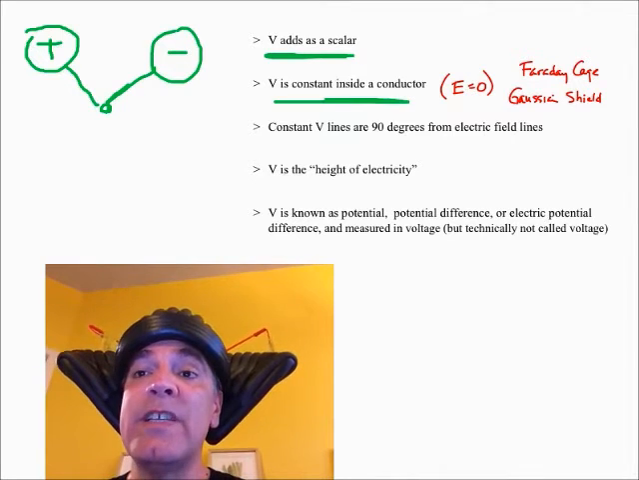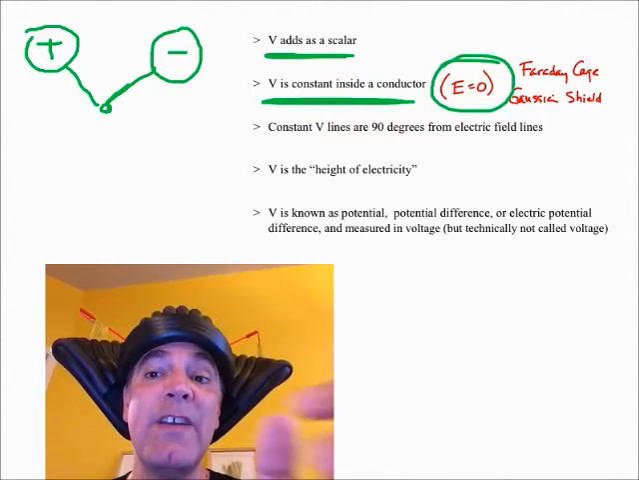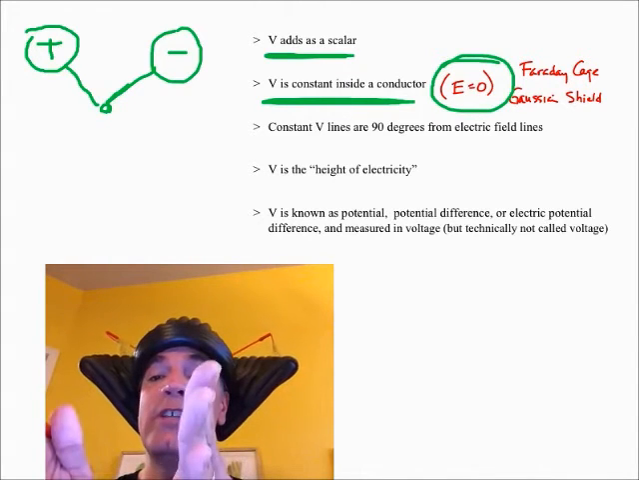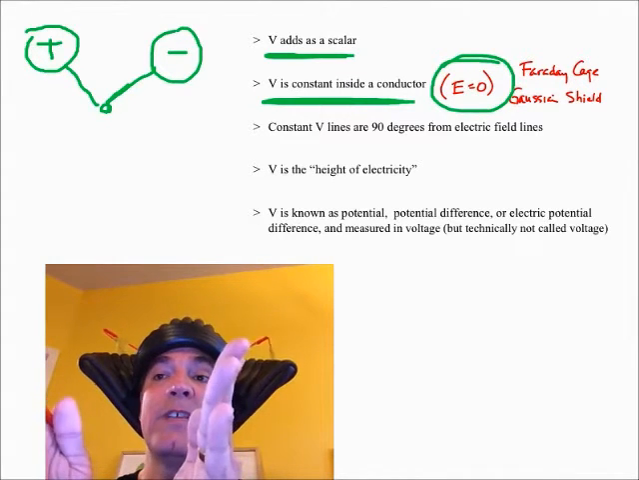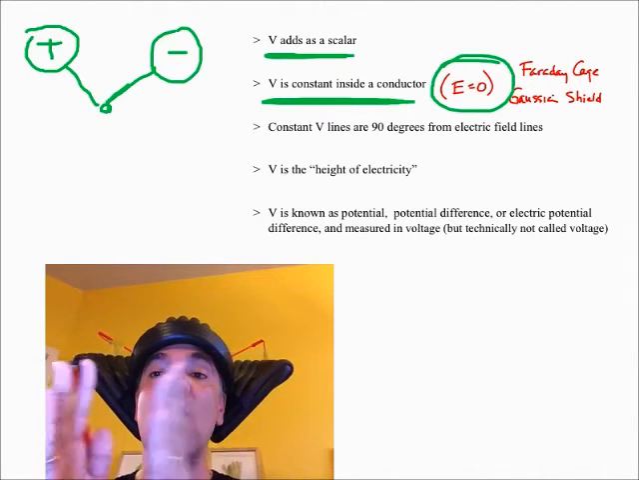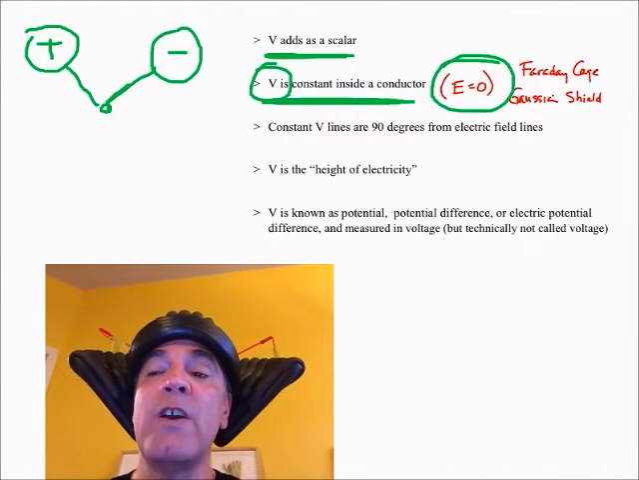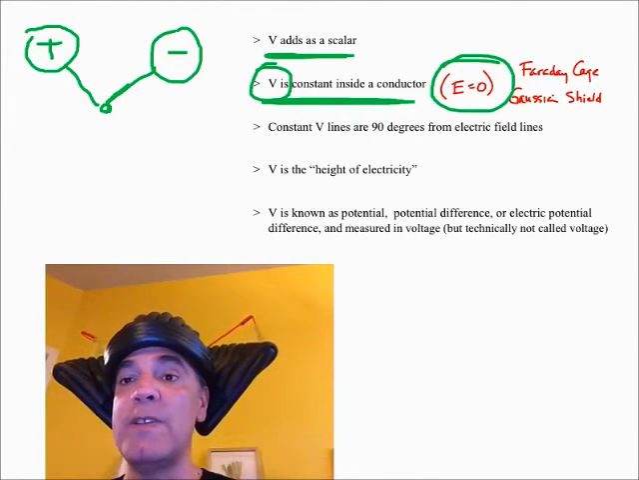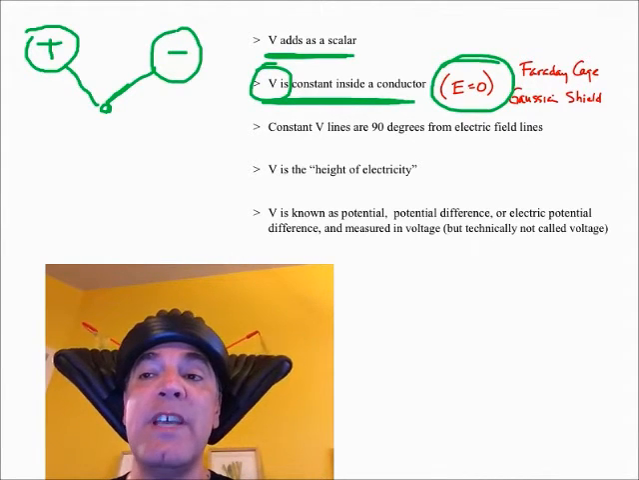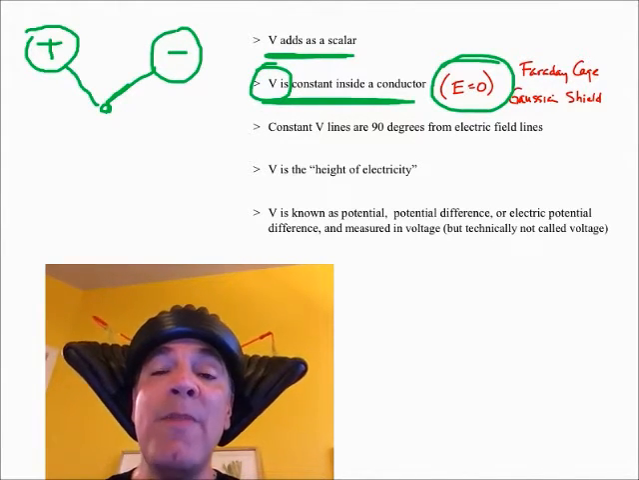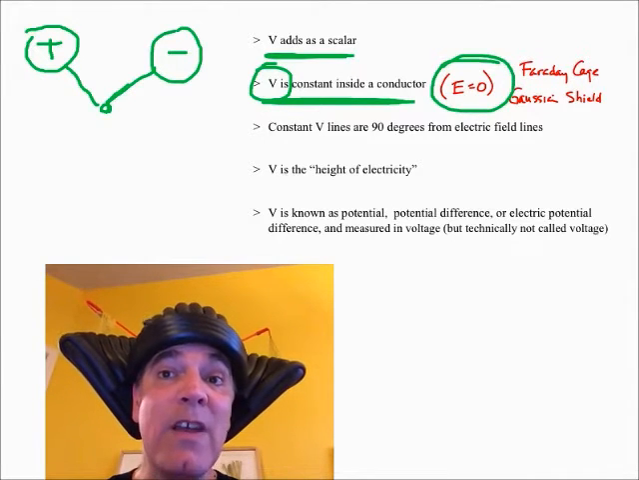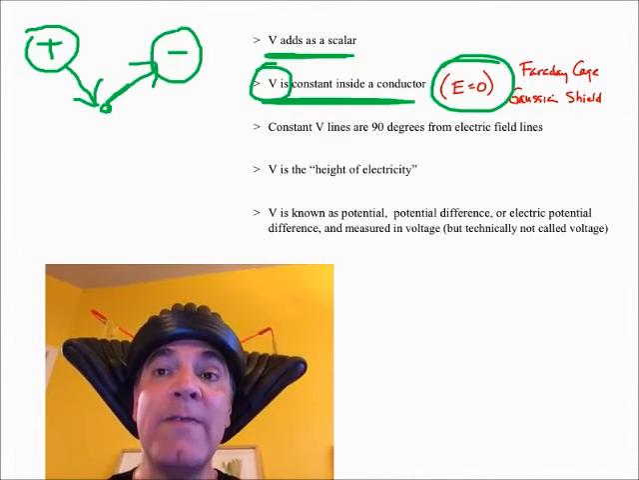Notice that potential is constant inside of a conductor because we already said electric field is zero inside of a conductor, and we know that V equals ED, so if there's no electric field, that means there's going to be no change in my potential. Potential is caused by a change in electric field, so if electric field is always 0, we have a constant potential.